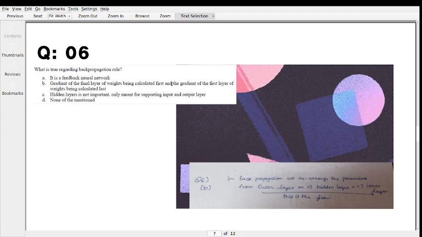So what will happen is that it will first update the parameters present in the outermost layer, between the outermost layer and the last hidden layer, then inside the hidden layers, and then between the input layer and the first hidden layer. Option C says hidden layers are not important, only meant for supporting the input and output layers. I guess it is obvious that it is false, so I will move forward.